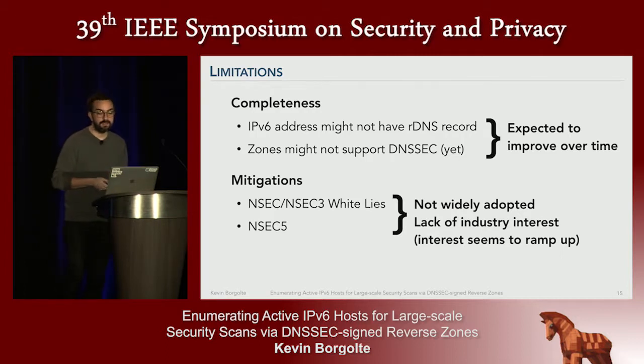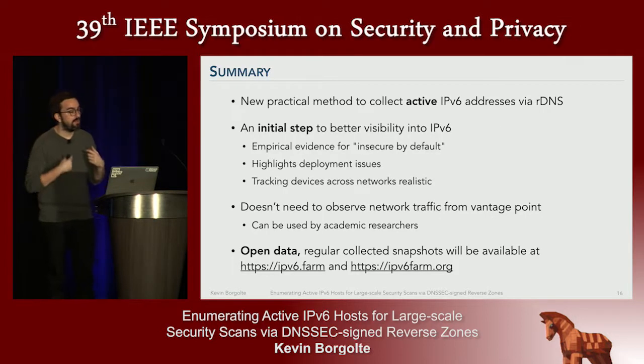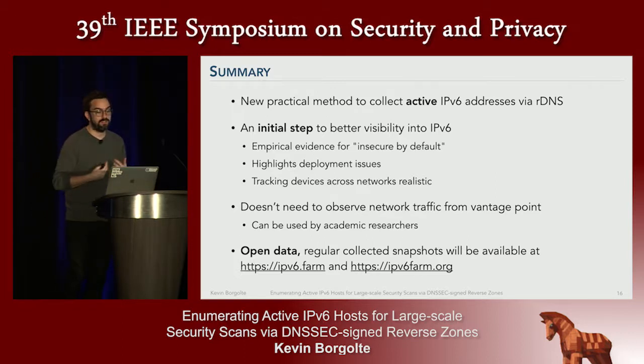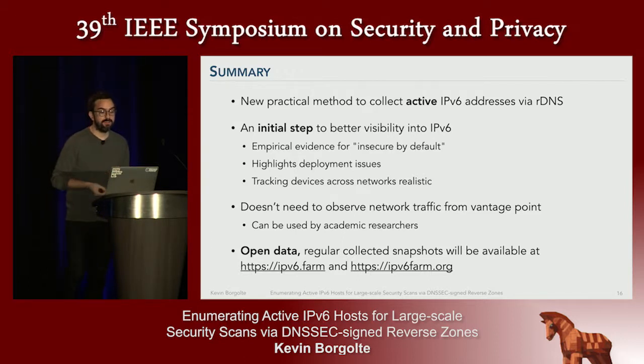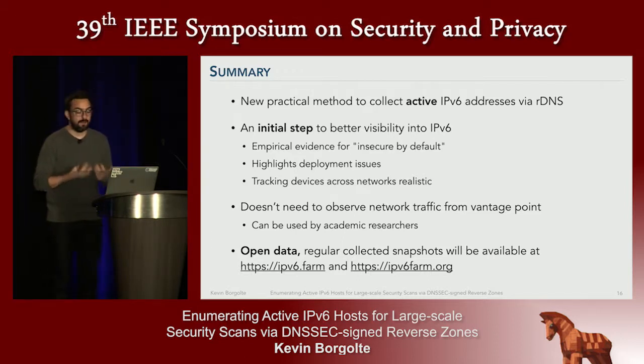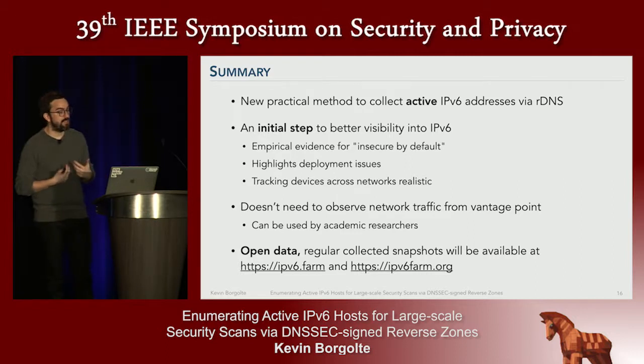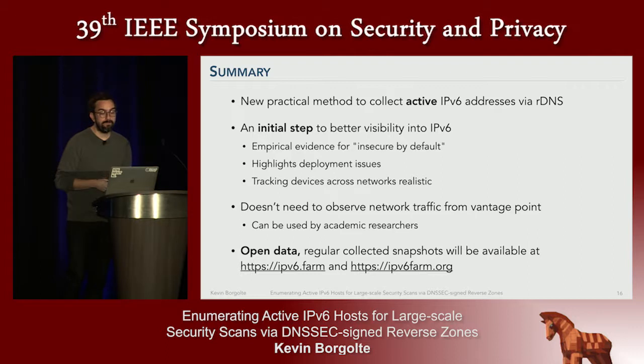So ultimately, what I talked about today is a practical method to collect active IPv6 addresses through reverse DNS, and it's only an initial step to get better visibility into IPv6. We have some empirical evidence that IPv6 is insecure by default in a variety of cases, and there are some deployment issues with IPv6, as well as some devices that do not have privacy extensions for SLAAC, so the tracking is still possible.